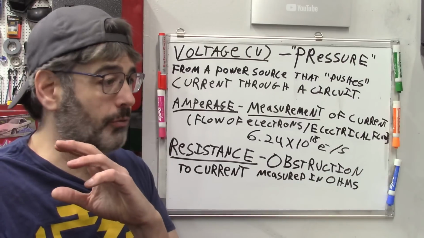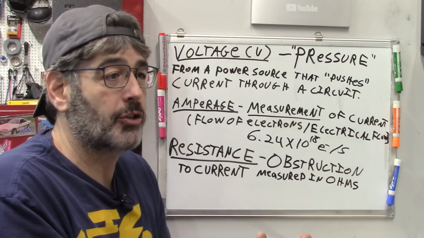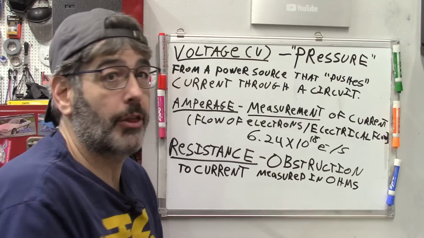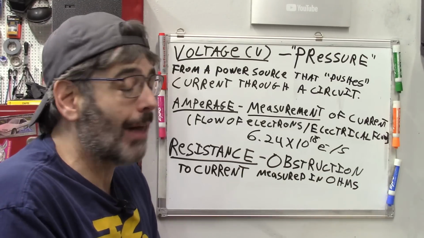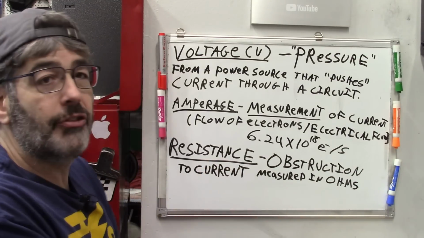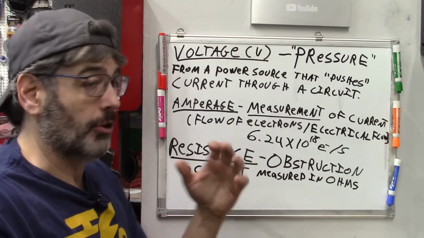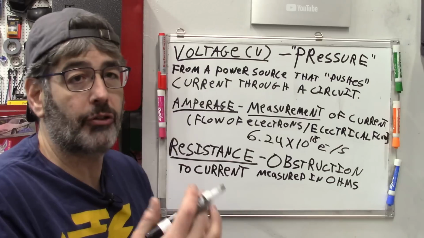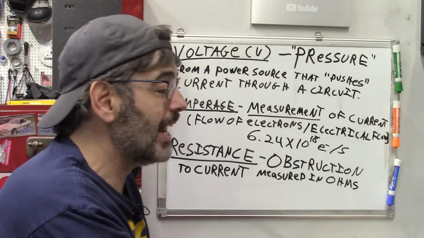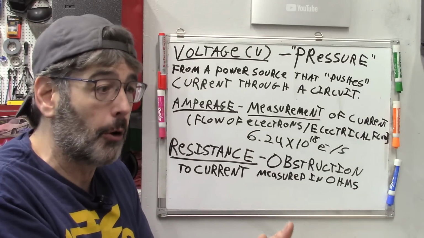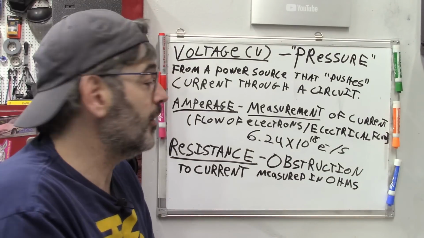Current is, of course, just the flow of electricity. So in a high amperage circuit, you may have way more than this going through per second. And a lot of that is going to vary on the resistance, the final definition. Resistance is the obstruction to your current, and that, of course, is measured in ohms. So anything that inhibits or impedes that electrical flow, that is going to be resistance.